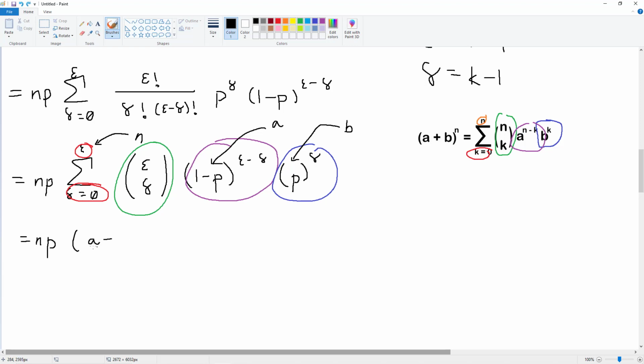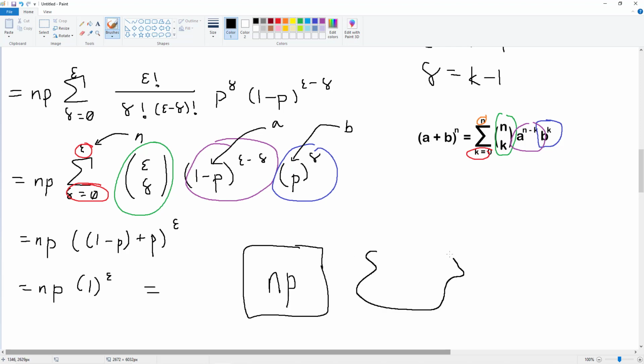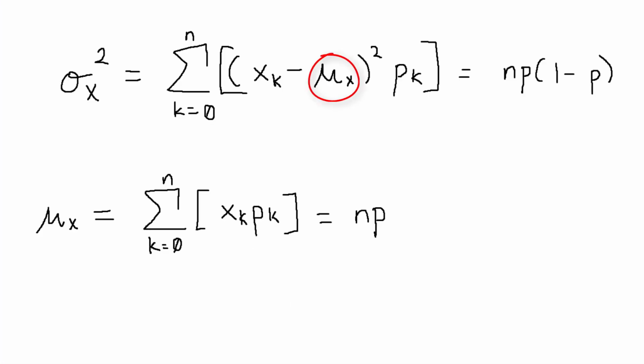And then we could finally convert the entire summation to 1 minus p plus p to the power of epsilon. And we know that 1 minus p plus p is 1, and 1 to any power will just be equal to 1. Therefore, we end up with the mean being equal to n times p. Now that we've found the mean, we can finally prove the variance of a random distribution by using a very similar technique to what we used previously.